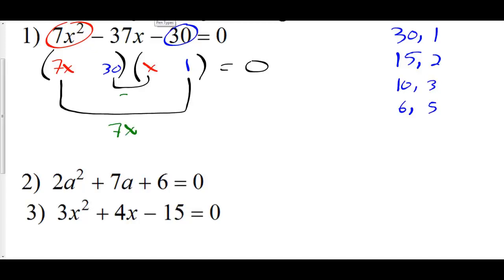And this is actually pretty good, because the outside's now 7x and the inside's 30x. Well, what's 30x and 7x? 30x and 7x, if they're both negative, will give you negative 37x. So that means if we had a negative 30 and a negative 1, we should be in good shape. But now the question becomes, can you pause the video and see what the mistake is? This is not the answer.